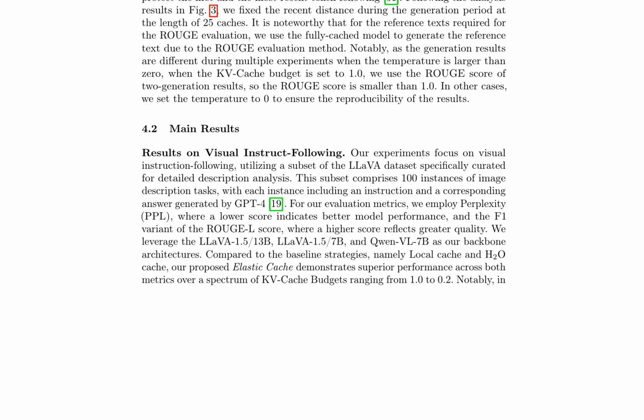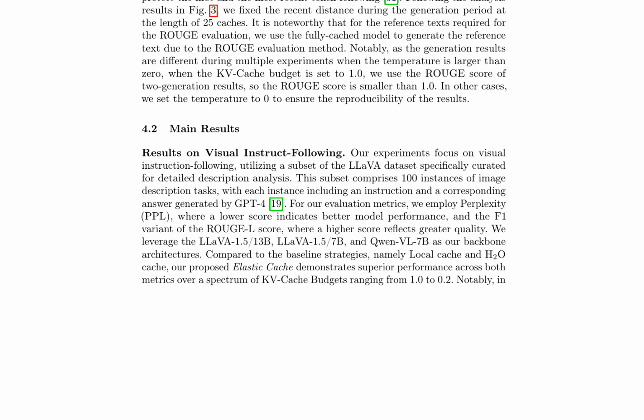The elastic cache is implemented on three instruction-tuned visual language models: LLaVA 7B, 13B, and Qwen-VL 7B. The first and most recent tokens are protected, and the recent distance during the generation period is fixed at 25 based on analysis results. The main results of the experiments focus on visual instruction following, utilizing the LLaVA dataset.